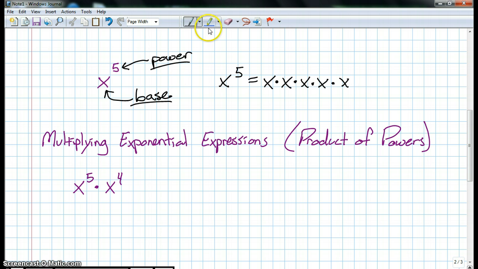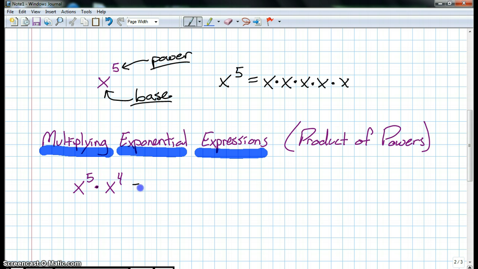The first rule that we're going to look at today, multiplying exponential expressions, is called the product of powers. So now what we're saying is, okay, what happens if we have this exponential expression, x to the fifth, and we're multiplying it by another monomial exponential, x to the fourth. So we have 5 factors of x, and we're multiplying it to another term that has 4 factors of x. The question is, how many combined factors do we have?